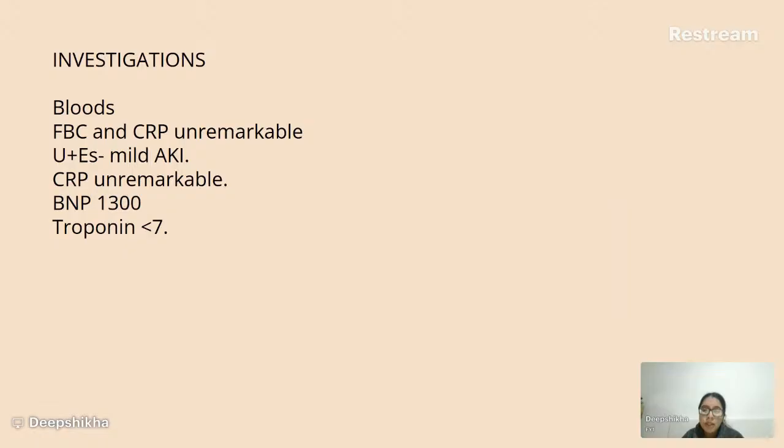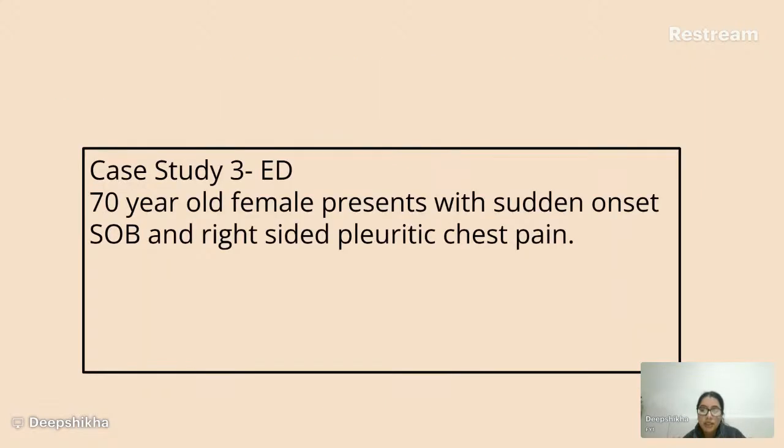You do her bloods, and you find that the FBC and CRP are unremarkable. Usually she's got a mild AKI. CRP is unremarkable, no infection. BNP is 1300, again just showing evidence of ventricular muscle strain. And troponins are less than 7, so you just wanted to rule out any kind of ACS events.